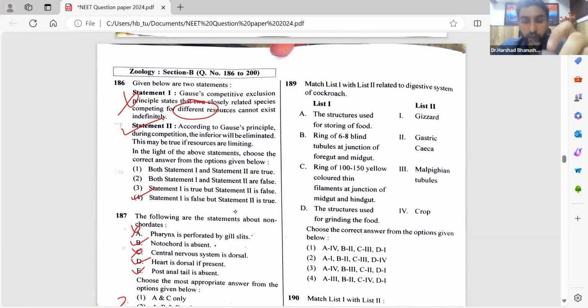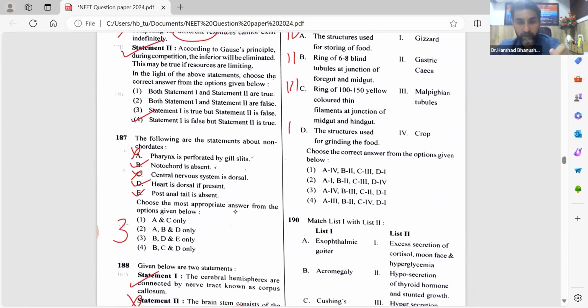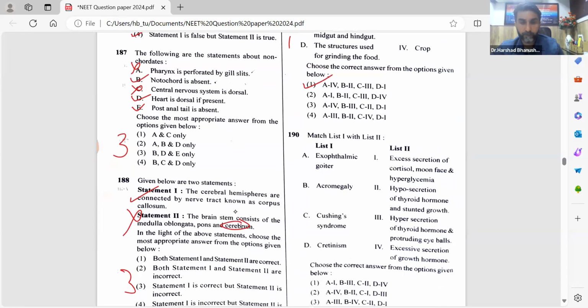The structure used for food storage is crop. The 6 to 8 blind tubules would be gastric caeca, the excretory structures are Malpighian tubules, and grinding is gizzard. So it will be 4, 2, 3, 1. 4, 2, 3, 1 is option number 1 in this case.